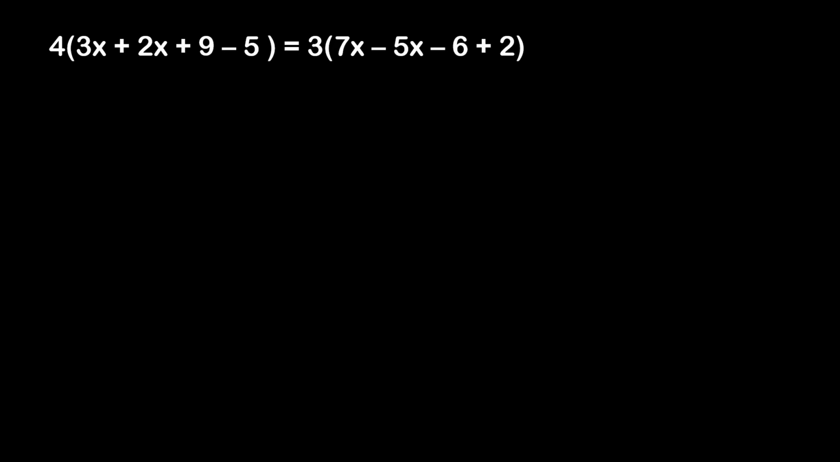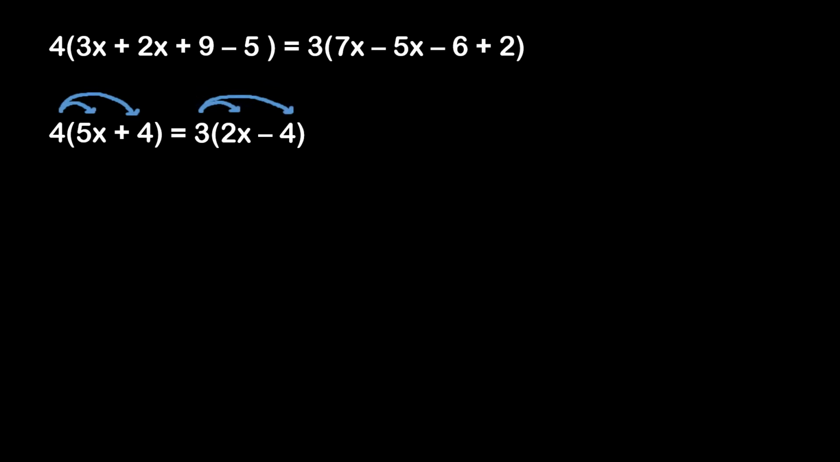So the 3x plus 2x becomes 5x and the 9 minus 5 becomes 4. So you have 4 times (5x plus 4) like that. On the other side you have 7x minus 5x, which is 2x, and negative 6 plus 2, which is negative 4, and so the right-hand side becomes 3 times (2x minus 4). Now that we've done that, we can distribute, so the 4 will be distributed to the 5x and 4, and the 3 will be distributed to the 2x and minus 4, like so.